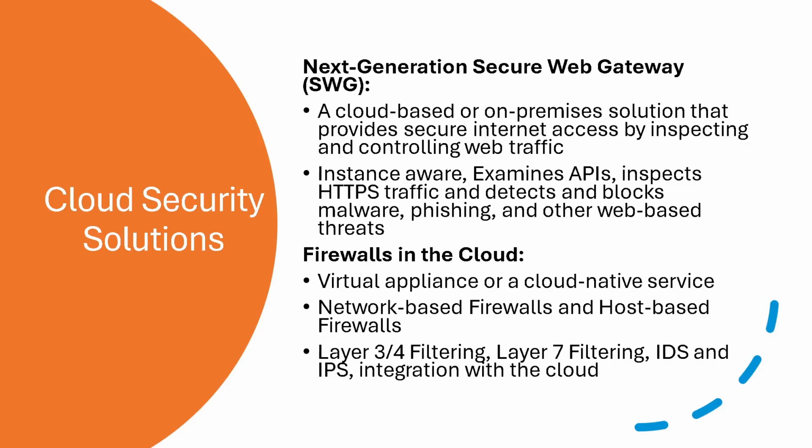These firewalls provide security for cloud infrastructure by monitoring and controlling incoming and outgoing network traffic. They can be a virtual appliance or a cloud native service. They come in two types: network based firewalls and host based firewalls. They allow filtering at level 3 and level 4, give more granular control at level 7, identify and block malicious traffic, and integrate seamlessly with the cloud.